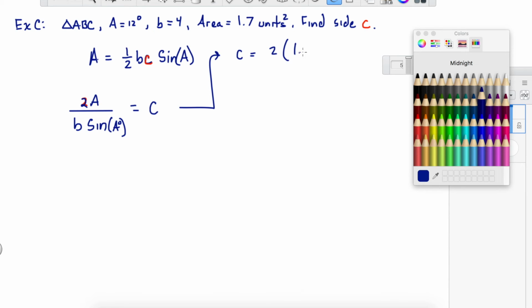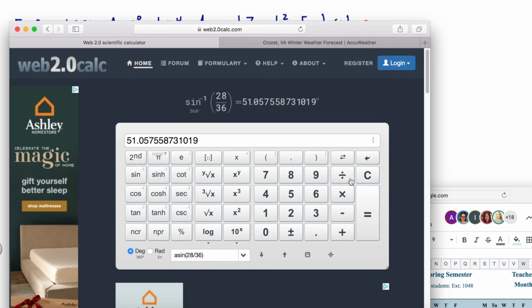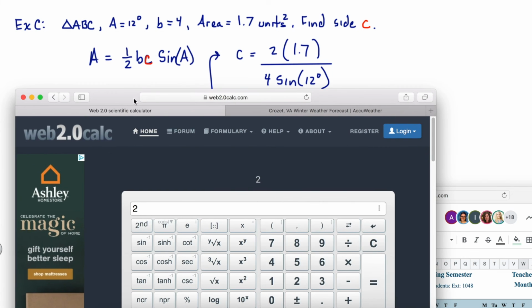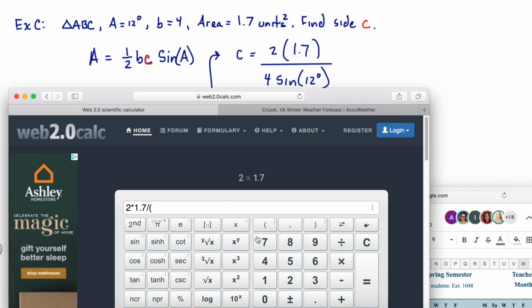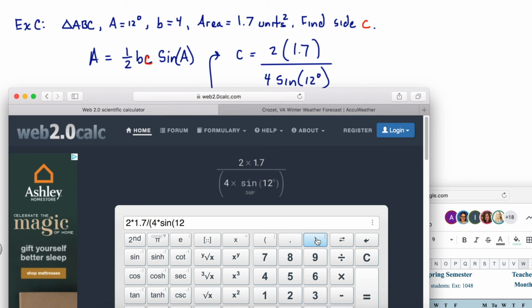2 times 1.7. I don't think I'll write the units. Over b sine of 12 degrees. Okay. 2 times 1.7 over 4 sine 12. 2 times 1.7. Of course, there has to be a loud vehicle right outside my window. Divided by 4 times the sine of 12. And one more parenthesis. How's it look?